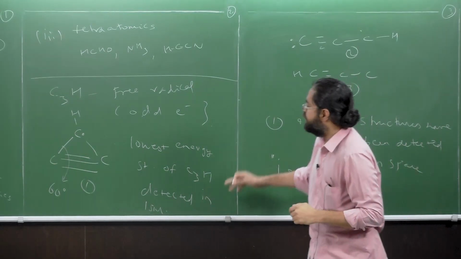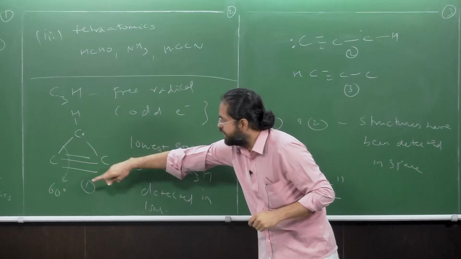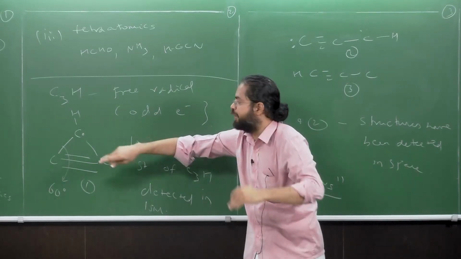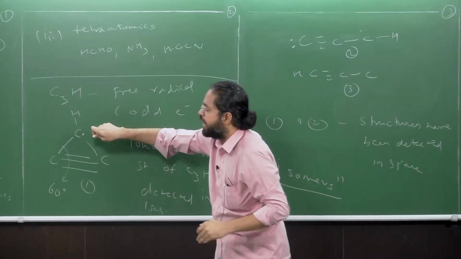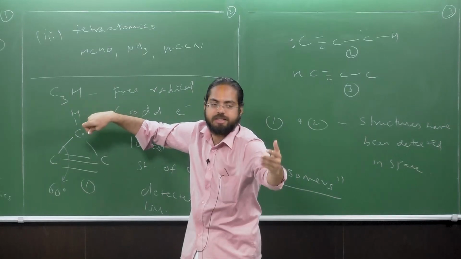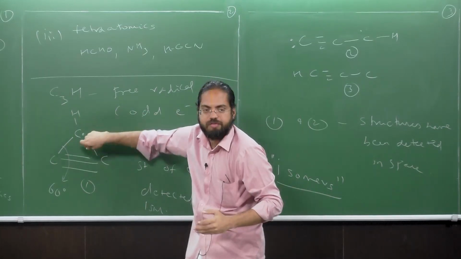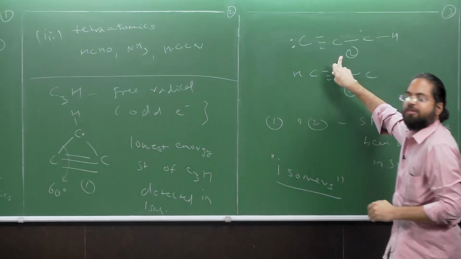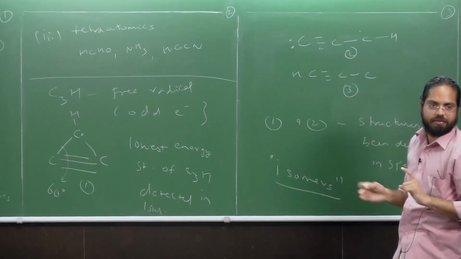For example, if it is this structure that is going to be chemically participating in a reaction, the chemical reaction that is going to be happening is going to be different from when this other structure is participating. And both have been characterized.